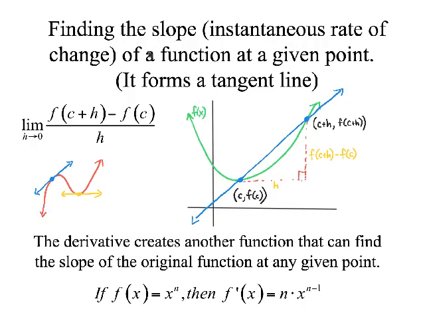Find the slope of a function at a given point. Well, the slope of a function at a given point is called the instantaneous rate of change, and it forms a tangent line. Meaning, if I have this function right here, this red one, this right here is the instantaneous rate of change. At that point, this is the slope at that point of the graph. At this point, this is the slope of that graph. This yellow and blue are tangent lines for the red function.